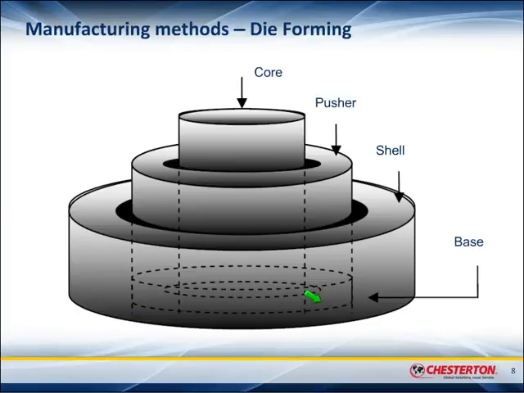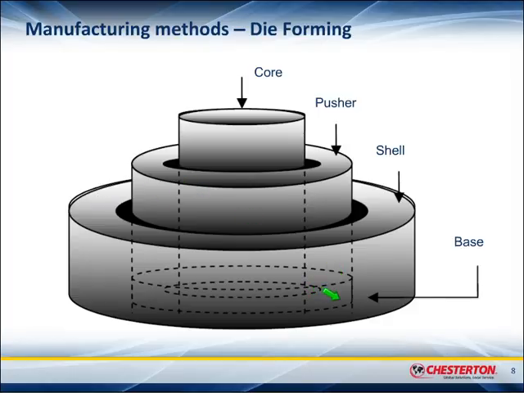Another manufacturing method for compression packing is die forming. Die forming is used to produce, for example, flexible graphite rings. This is done under a press with a form. The form consists of a core, and the core determines the ID of the packing ring. It has a shell, which determines the OD of the packing ring. There's a pusher and there's a bottom base here.